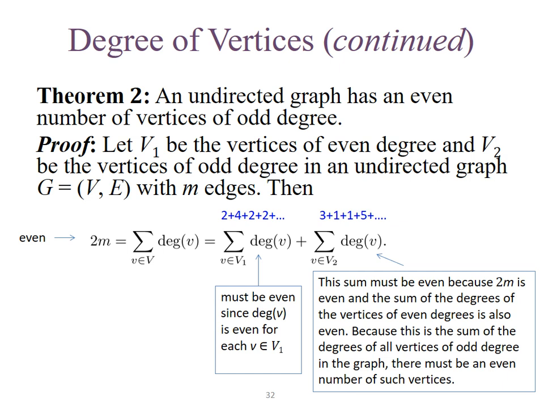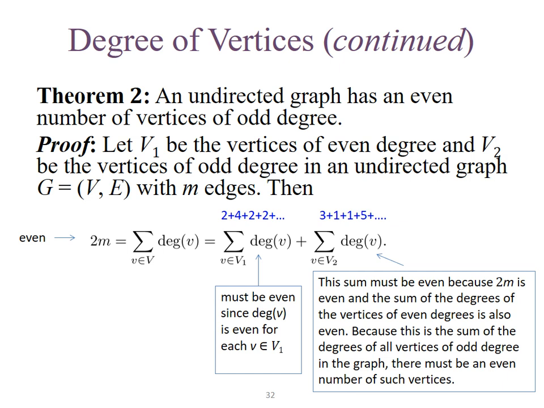Okay, next, let's see an extended theorem. An undirected graph has an even number of vertices of odd degree. Basically we can consider the vertices of even degree and odd degree. Are they even or odd? Okay, so let's see the proof. When we calculate the summation of the degree of all vertices, basically we can separate them into even degrees and odd degrees.